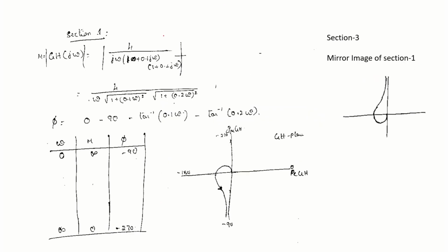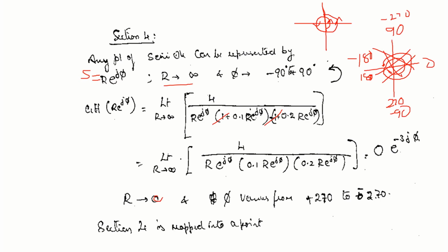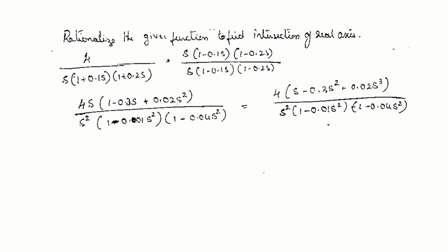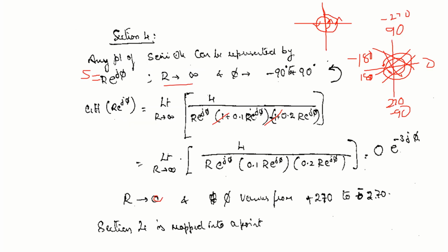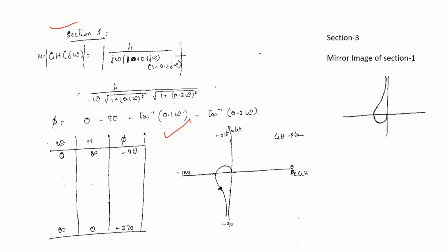Next, for section 1, I'll draw the polar plot. You know how to draw the polar plot, and let us say this is the polar plot of it. Section 3 is the mirror image of the polar plot. Fine. Now we have got all the sections. Now, before drawing the Nyquist plot, when you have drawn the polar plot, it has cut the negative real axis at this point. What is that value? We have to find out.